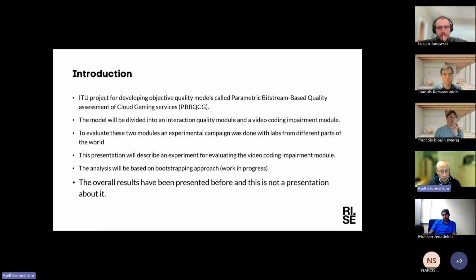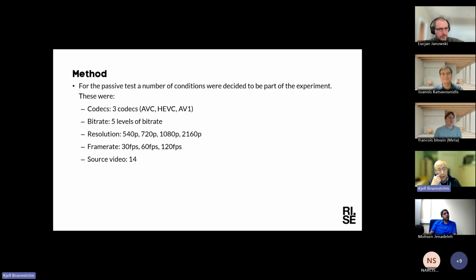So this is work in progress, and I will not get into the presentation of the overall result because that has been done before and probably done more completely. So I just have our part of the experiment available. The method for the experiment was a passive test where a number of conditions were contained. They used different codecs with different bit rates, different resolutions, and different frame rates, and a large number of sources.